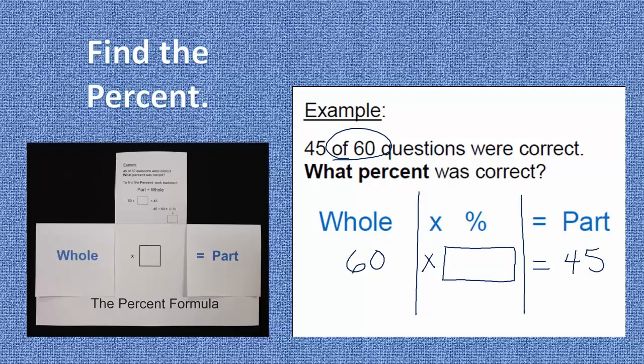We cannot multiply 60 times an empty box, so we will start at the end again with the 45. We will work backward, and we will be doing the opposite of the multiplying. So 45 divided by 60 will give us the percent. When you do that on a calculator, your answer will be 0.75. We can easily change that into 75%.